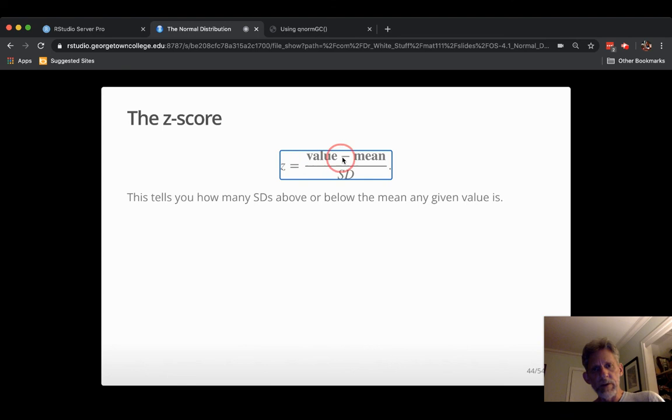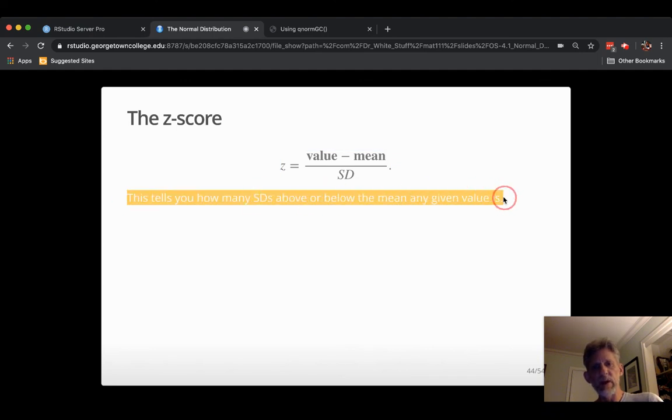Now let's think about this. The numerator, value minus the mean, is how different your height is from the mean height. When you divide by the standard deviation, this ratio is saying how many standard deviations that value is above or below the mean height for the group. So good to remember this: z-scores tell you how many standard deviations a value is above or below the mean for the group that value is associated with.